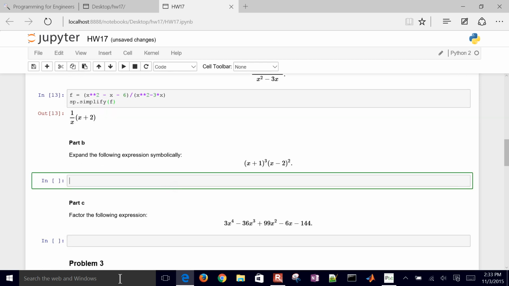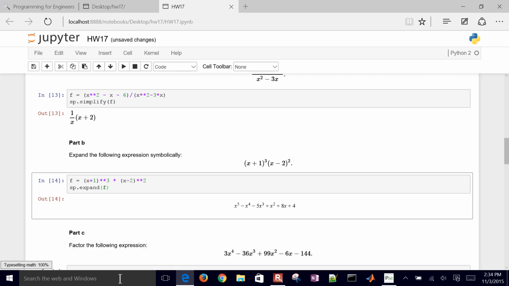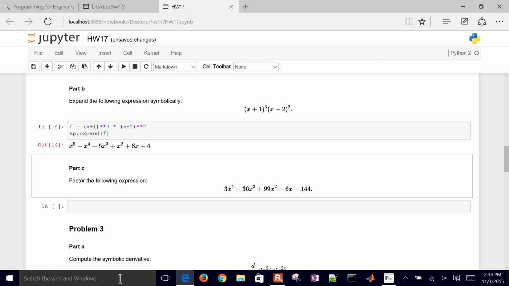Okay, so now we want to expand this one. I'll just, again, do x plus 1 to the third power, x minus 2 squared. Okay, and then we'll do sp dot expand. Okay, and then it's multiplied it out. It just gives us a polynomial.